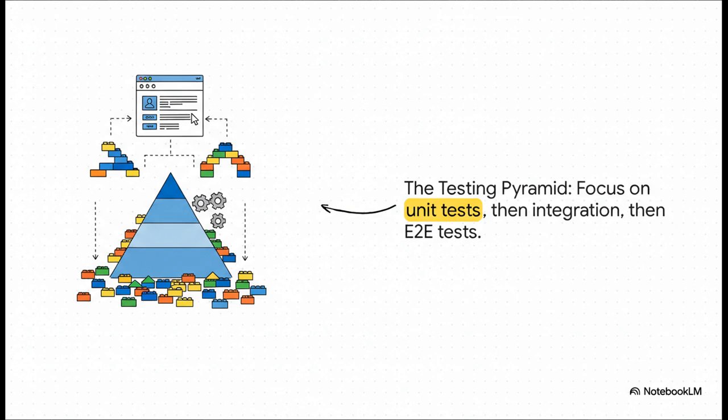The foundation, the biggest part, is built on hundreds of really fast unit tests. Each one just makes sure that a single Lego brick works perfectly by itself. The middle layer is integration tests, which check that groups of bricks snap together correctly. And then right at the top, you have a few end-to-end tests that automatically act like a real user, clicking through the entire app from start to finish.